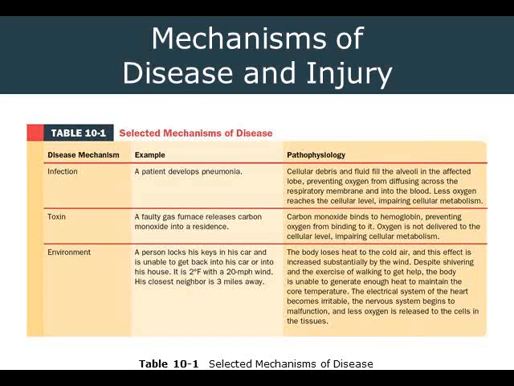Toxins. So a faulty gas furnace releases carbon monoxide into a residence. Carbon monoxide binds with the hemoglobin. In fact, it binds the hemoglobin 200 times faster than oxygen does, and it prevents oxygen from binding to it. Oxygen is not delivered at the cellular level, and this impairs the cellular metabolism, causing eventual cell dysfunction and death.